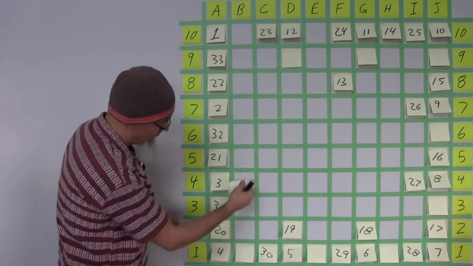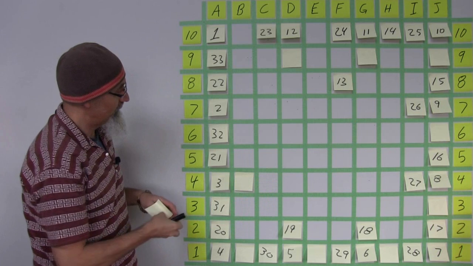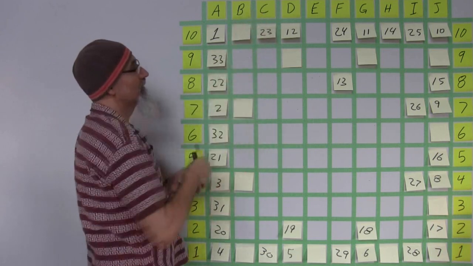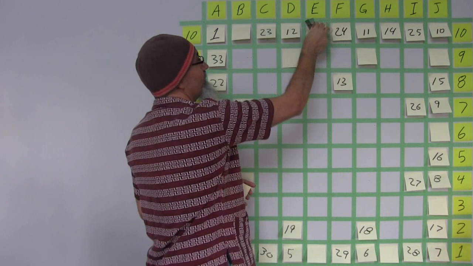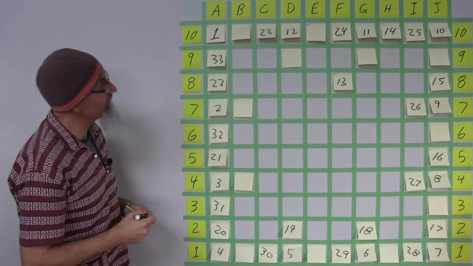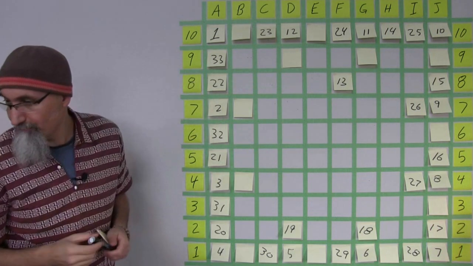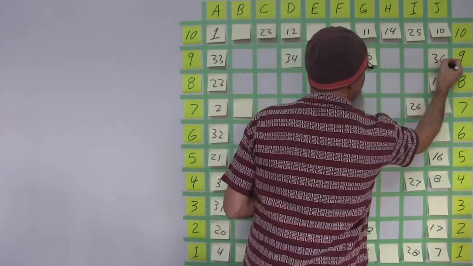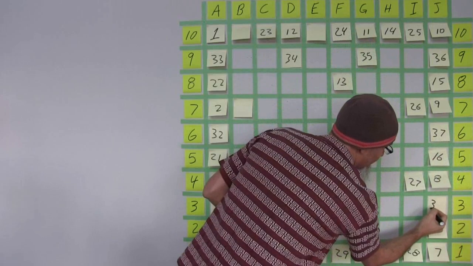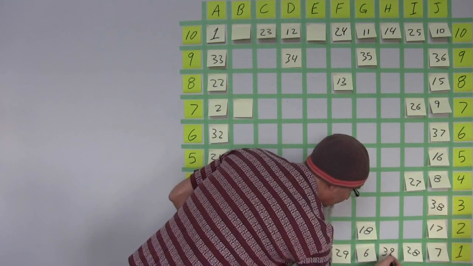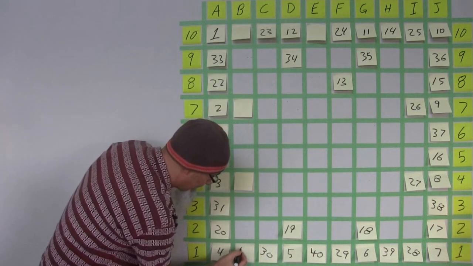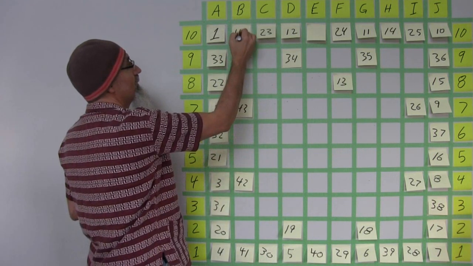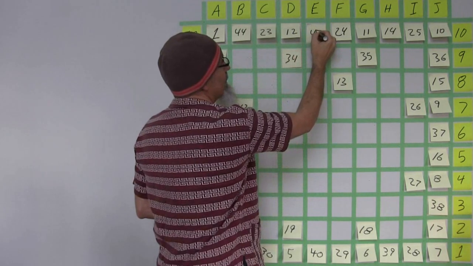And then we go up, 42, 43, 44, 45. Okay, let's start putting numbers in, right? So we're at 33 before, 34, 35, 36, 37, 38, 39, 40, 41, 42, 43, 44, 45.